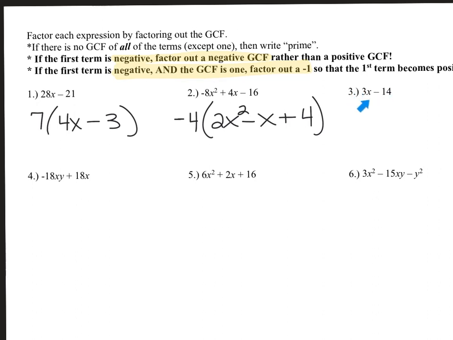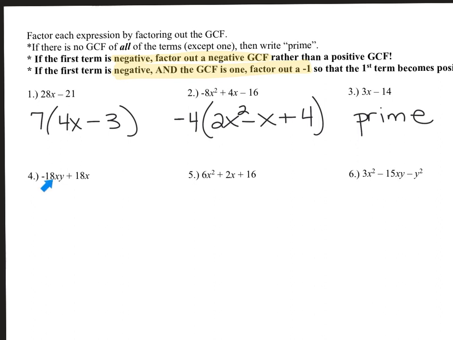All right, now let's take a look at the next one, 3x minus 14. Here, the GCF of 3x and 14 is 1. So if there's no GCF except for 1, we write that this is prime. So this polynomial we're going to say is prime because it cannot be factored further. All right? Okay, let's take a look at number 4.